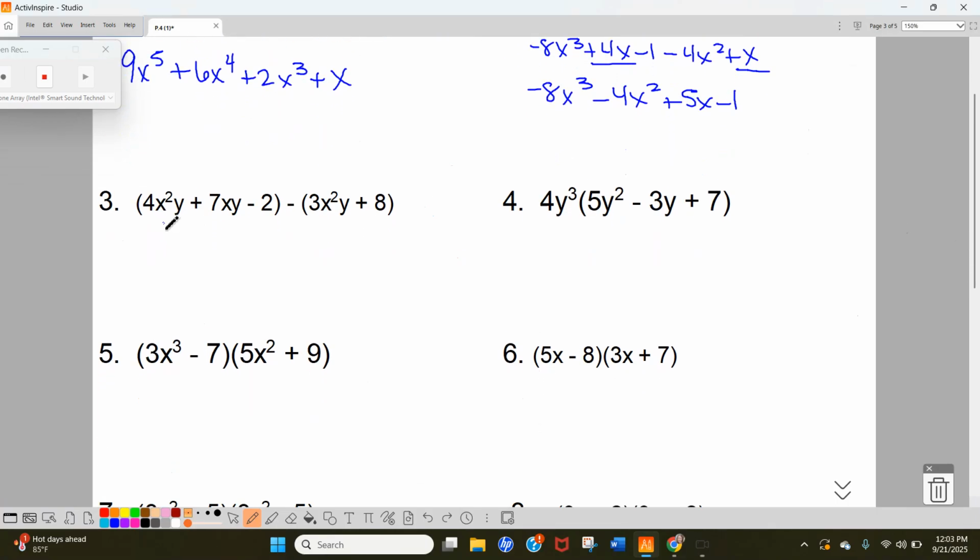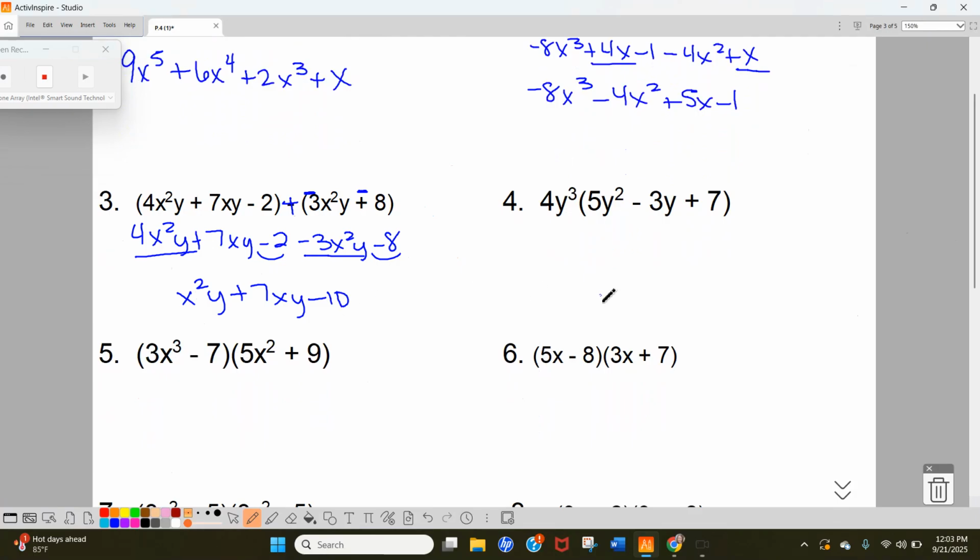Here, same thing. Think of this as plus the opposite, so these both become negative. Or rewrite the whole problem. As long as you show it one way or the other, you're good on a test, but you have to show one or the other. Then let's see, we can combine the x squared y's, and that would be 4 minus 3, so one of them. And then your 7xy, and then you can combine the negative 2 and negative 8 and have negative 10.